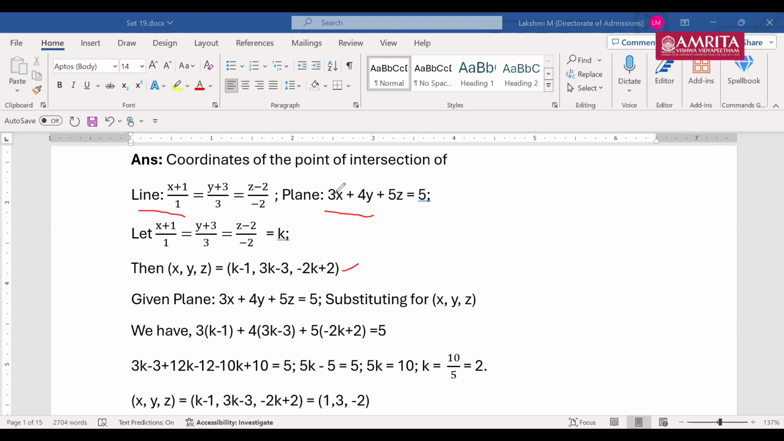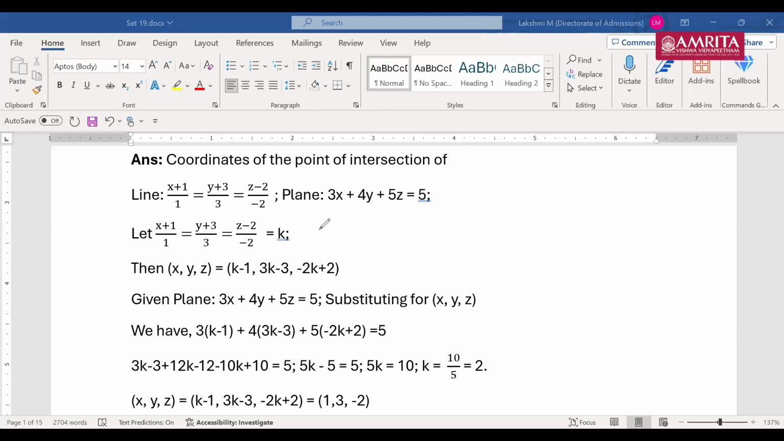Now these values I'll be able to substitute here in the plane because I want to find the values of x, y, and z. So this will be 3 into (k minus 1) plus 4 into (3k minus 3) plus 5 into (minus 2k plus 2). Once you substitute it, you can solve it and find the value of k. Once you have k, you have all these 3 values. Then it's easy to solve the question.